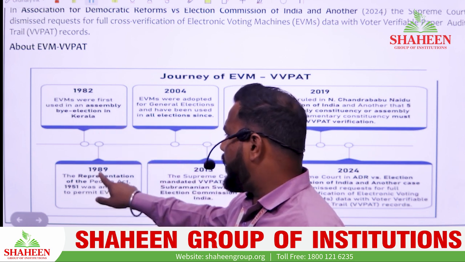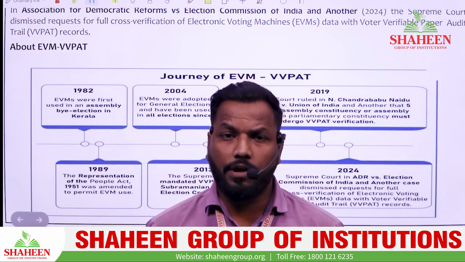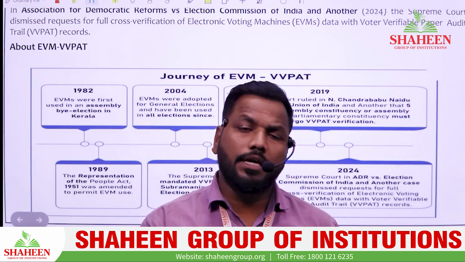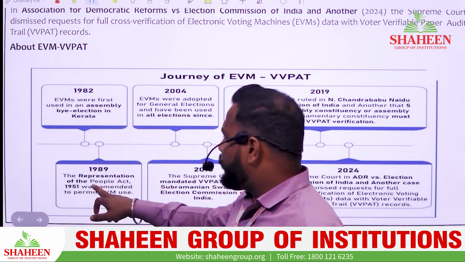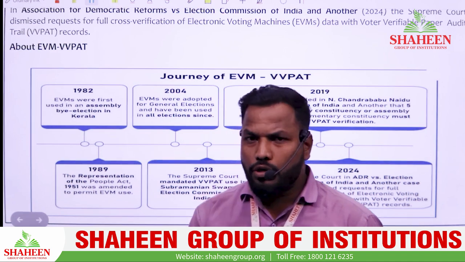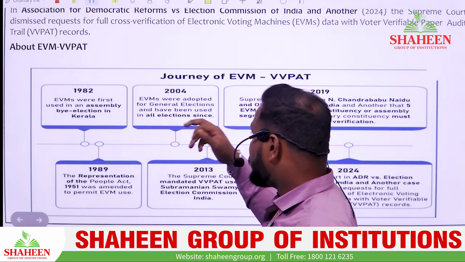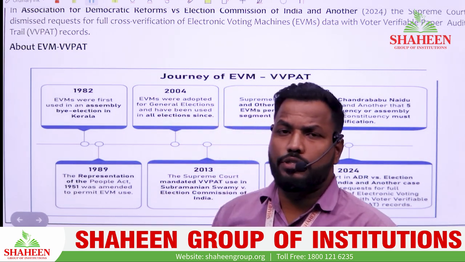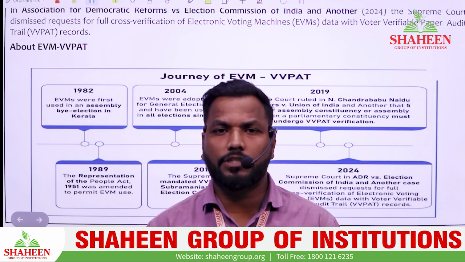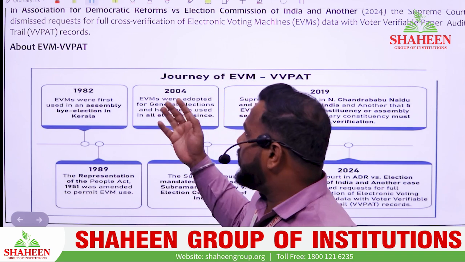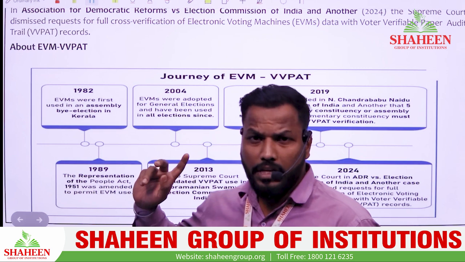Thereafter, in 1989, the Representation of People Act 1951 was amended to give clarity on using the electronic voting machine in further elections. So first it was a trial, and later the RPA Act amended the law for the use of EVM in every upcoming election. Thereafter, in 2004, permission was given to use the EVM in all major elections, for example the general election, Lok Sabha elections and Rajya Sabha elections also. These elections were conducted using EVMs.